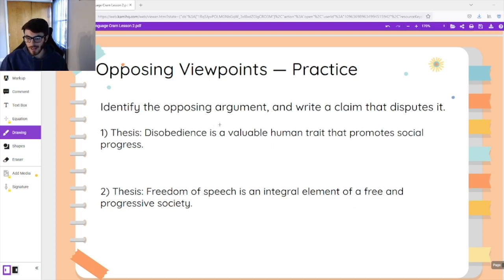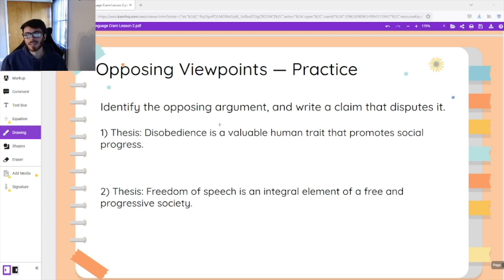So here's your task. Identify the opposing viewpoint or the opposing argument for each of these theses and write a claim that disputes it. Just focus on the claim for now. Don't focus on evidence or commentary. Just identify what the opposing viewpoint would be and write a claim that disputes it. For the first one we'll do together, and the second one I'll have you guys do on your own.